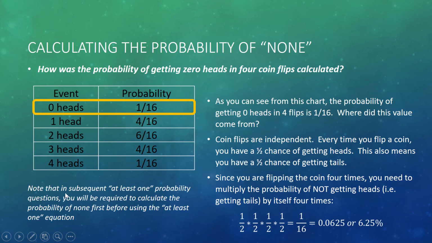It's important to note that in subsequent at least one probability questions, you will be required to calculate the probability of none first before using the at least one equation.